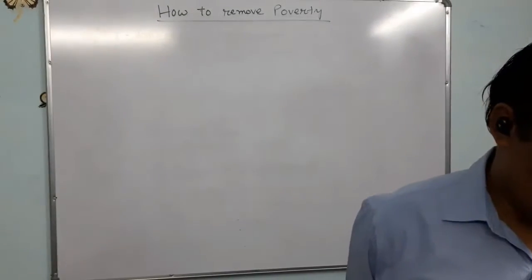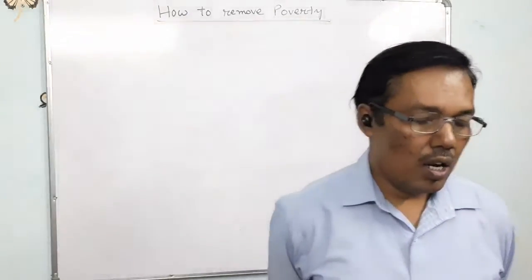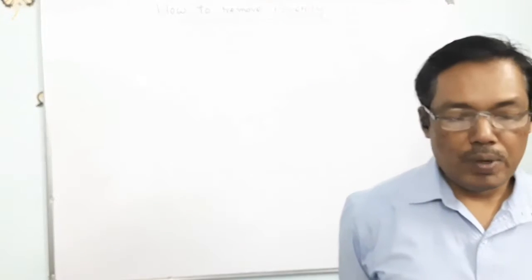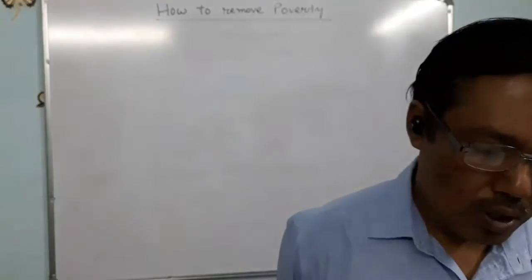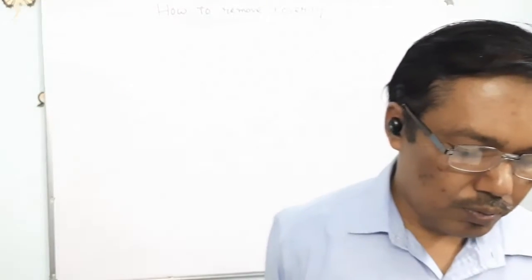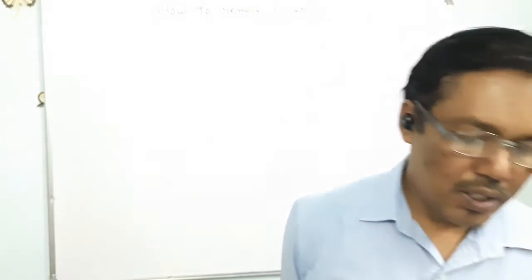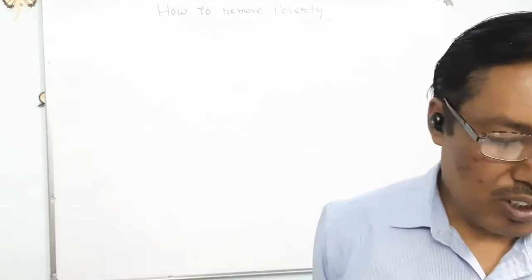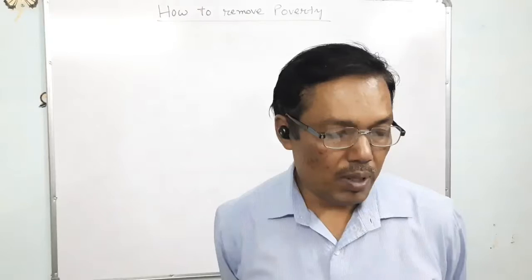So, low productivity in agriculture, underutilization of natural resources, inequality of income, fast rise in population, and slow generation of employment opportunities. These are the different points so far as economic factors and social factors are concerned.